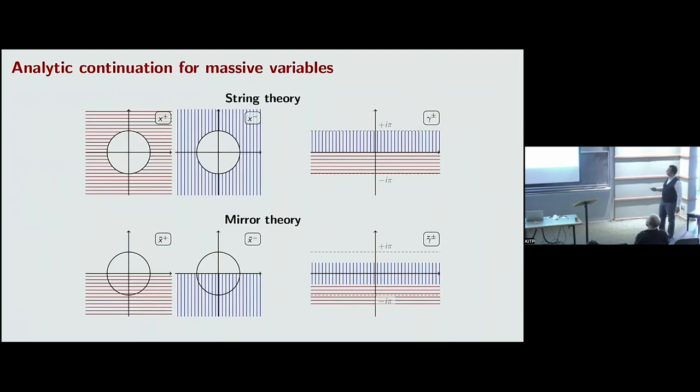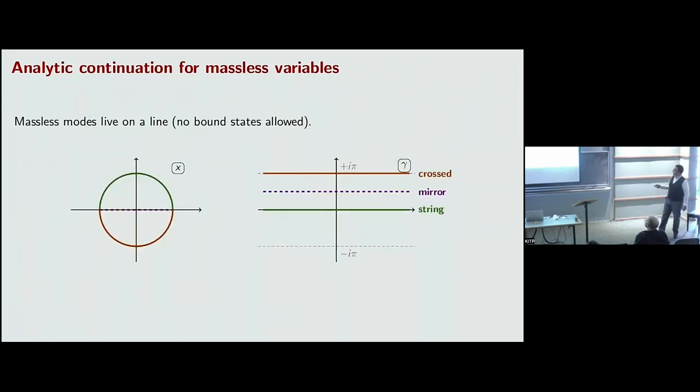And how do you continue? Well, you just say that before, your physical region was the upper half plane, and now it is the lower half plane. And you have to shift your strips. Just like in the relativistic theory, it's a bit like half crossing that you are doing for this mirror continuation. For the massless modes, it's even simpler. They live on a line. So what you have is that above, you have the physical region. Below, you have the cross. And smack in the middle, you have the mirror region, the purple one. So you just move your particles there.